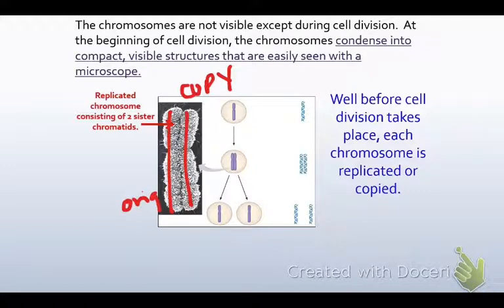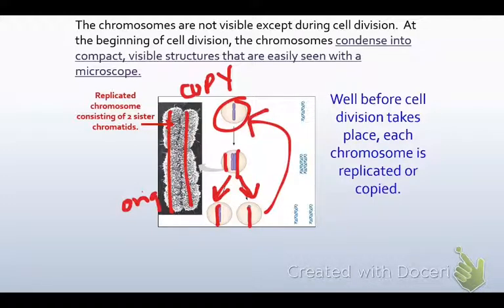Does that make sense? So here's our original. Now there's 2 copies, and they're going to each go to the daughter cell: 1 copy in this daughter cell, 1 copy in that daughter cell. Now they look identical to the mother cell.